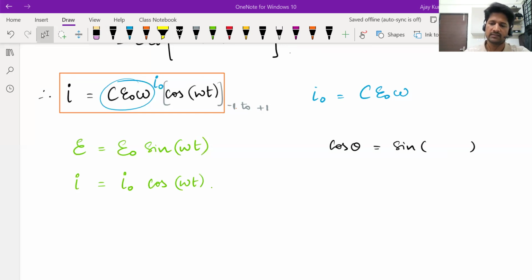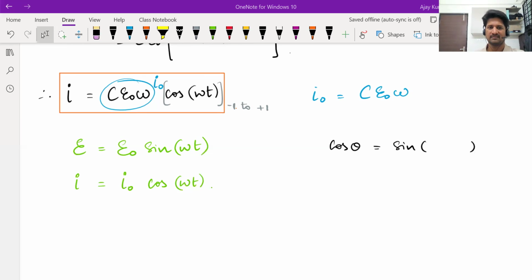Cos theta can be written as sine of what? 180 plus theta. Sine of 180 plus theta. No, 180 is an even multiple of pi by 2. Sine 180 plus theta becomes minus sine theta. It won't become cos.